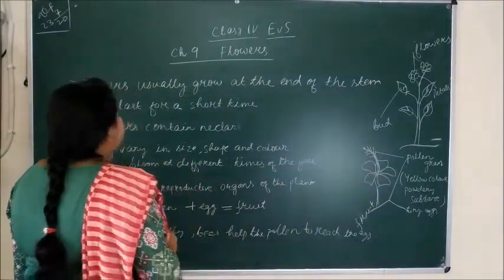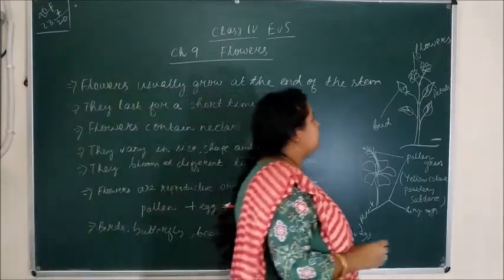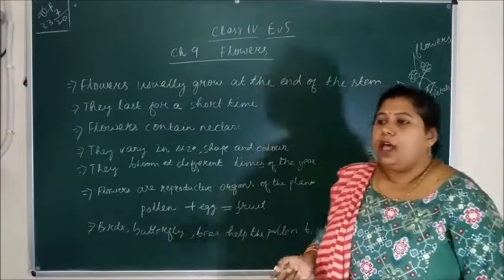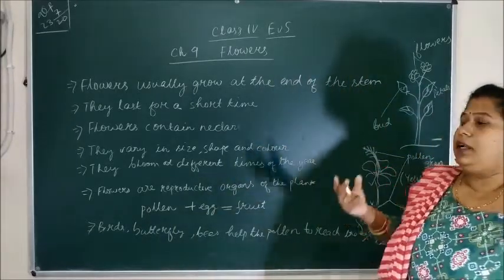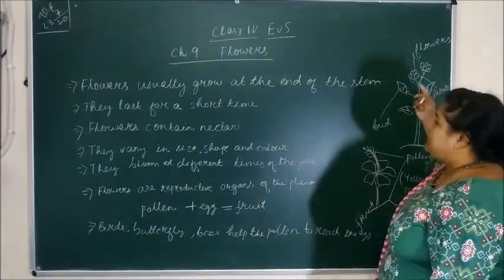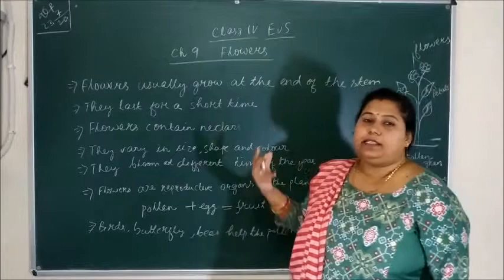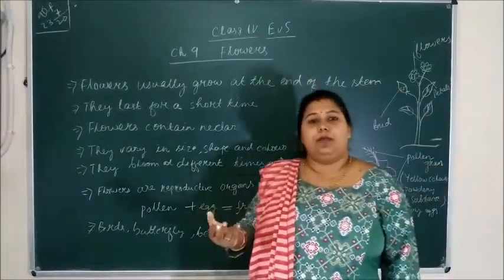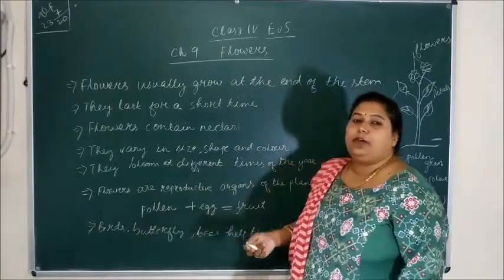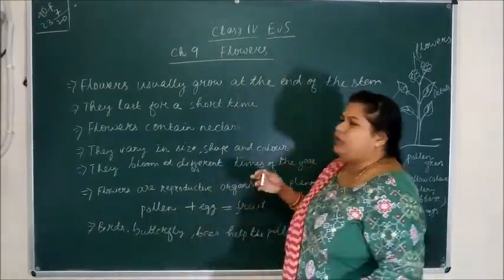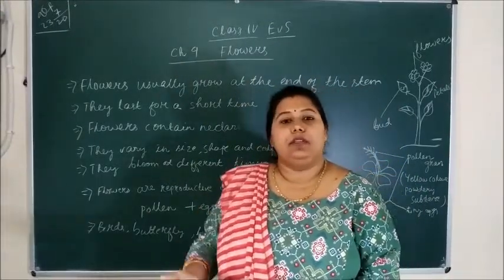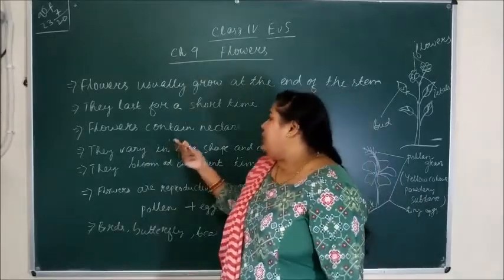Second thing, they last for a short time. You usually see that flowers do not blossom for a whole month. They have a certain period of time in which they can bloom before they wither. They may last for a day, or one or two days, or maybe part of a day. Some flowers bloom in the daytime, and some bloom in the night also.